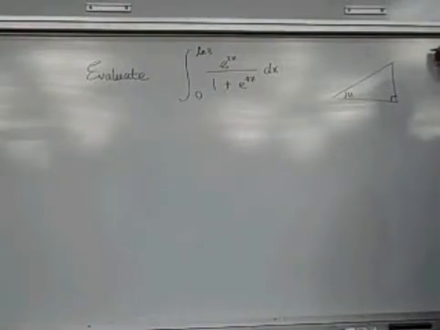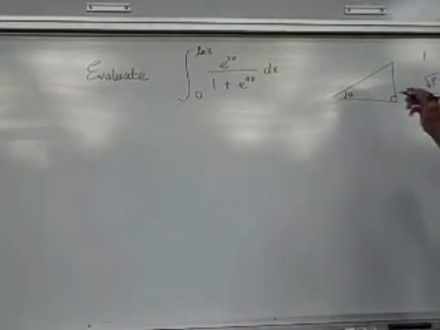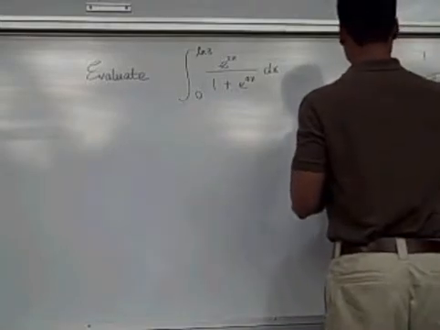Well, there are three things. One is a 1, the other is e to the 2x, and the other one is the square root of 1 squared plus e to the 2x. The third one is the hypotenuse, because the largest one has to be the hypotenuse. So we'll put that here.